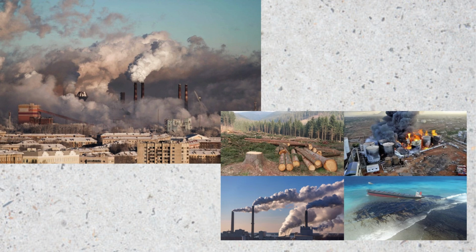Unsustainable agriculture practices like excessive fertilizer use and deforestation for agricultural expansion contribute to soil degradation and water pollution. Habitat destruction. Land conversion for agriculture, urbanization, and infrastructure development destroys habitats, leading to biodiversity loss.